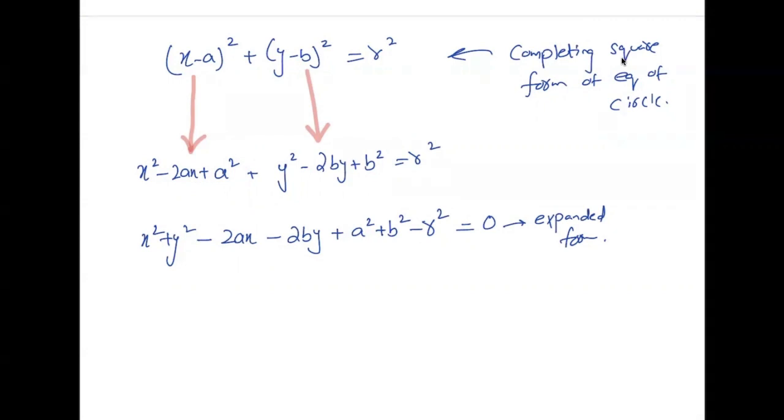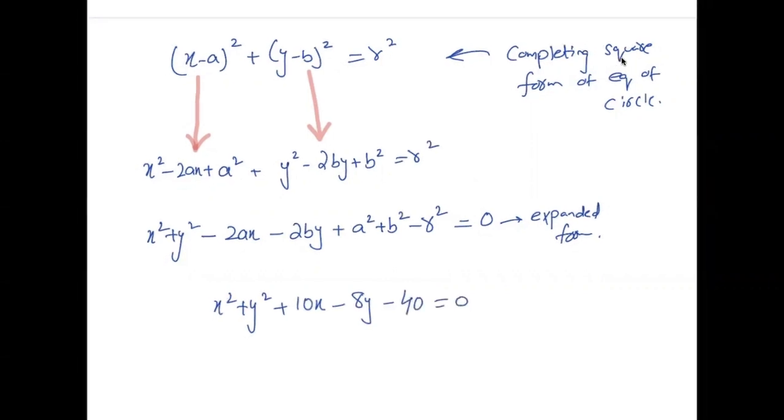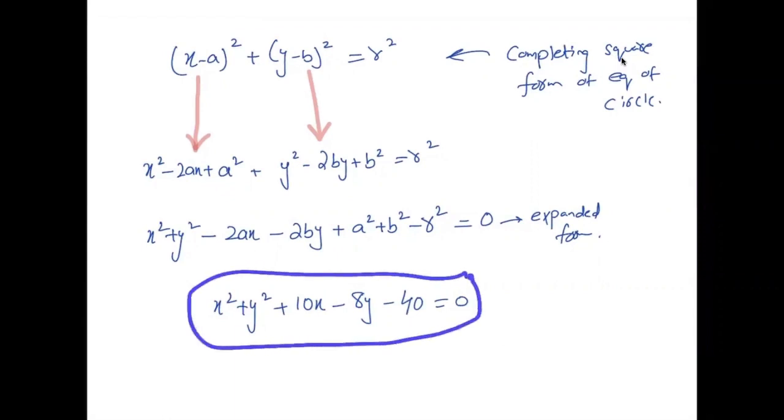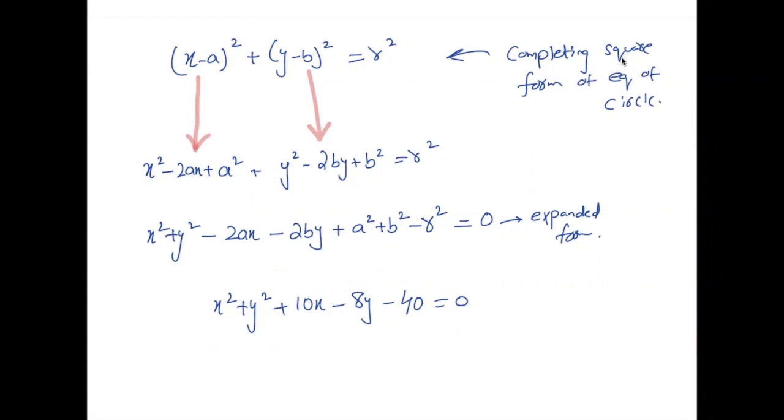Now I'm going to give you an example. Let's say the equation is x squared plus y squared plus 10x minus 8y minus 40 equals 0. Now, is this the equation of a circle? Yes or no? Yes, sir. But which form is this? Expanded. This is the expanded form. Very good.